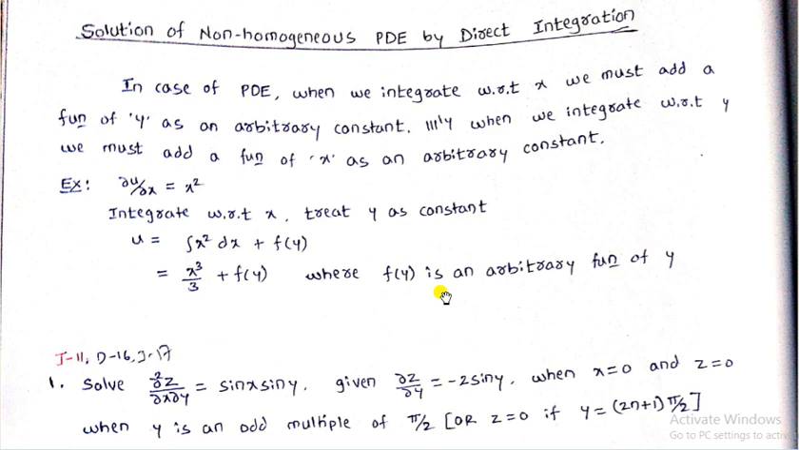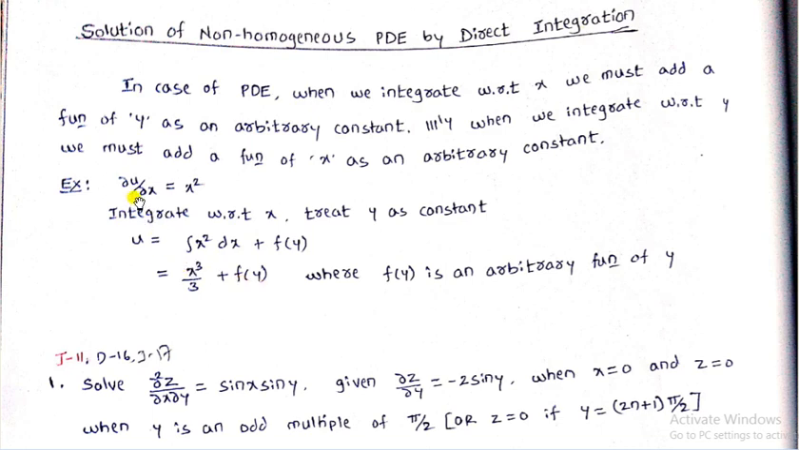In integration we know that when you integrate with respect to x or with respect to y, we usually add an arbitrary constant c, but here in place of an arbitrary constant we have to use an arbitrary function. For example, when you integrate with respect to x, add an arbitrary function f of y, and when you integrate with respect to y, add an arbitrary function f of x or g of x.